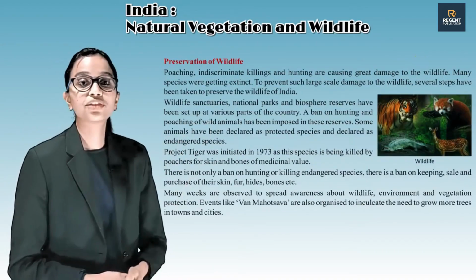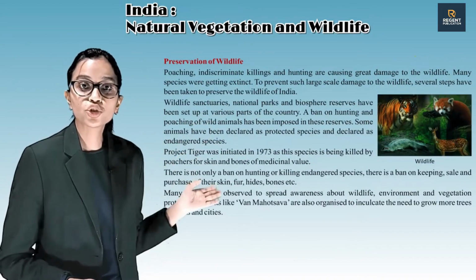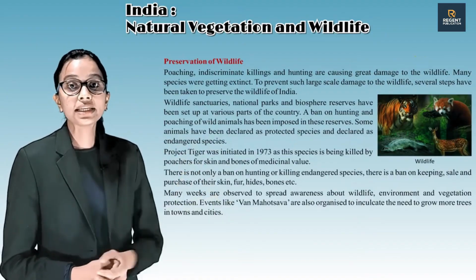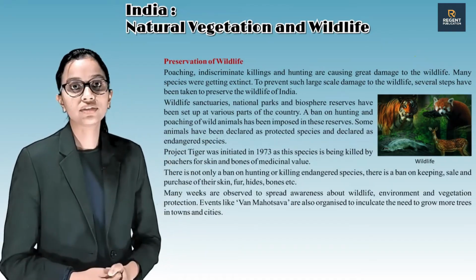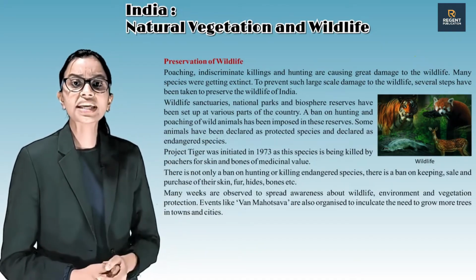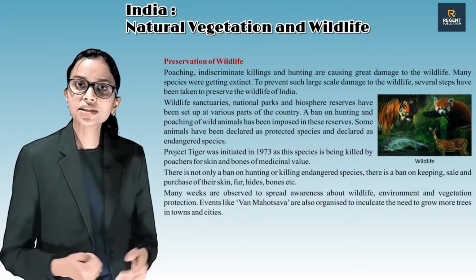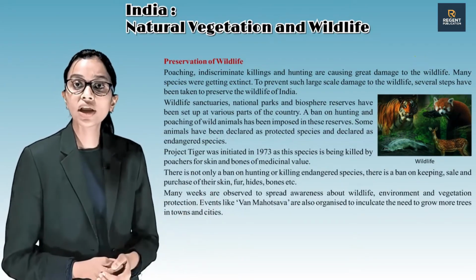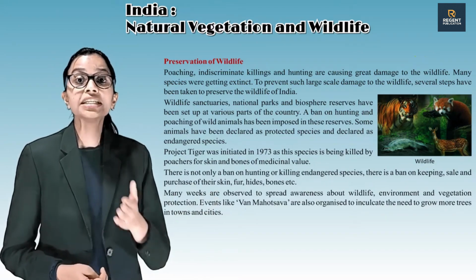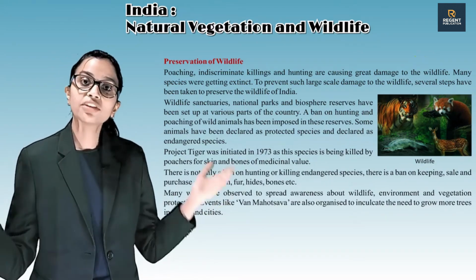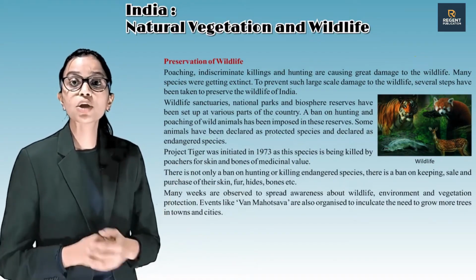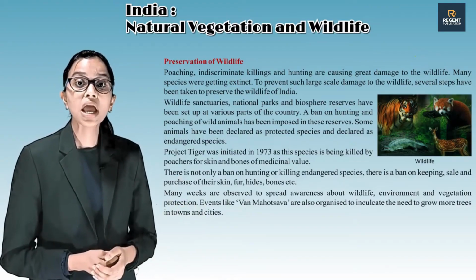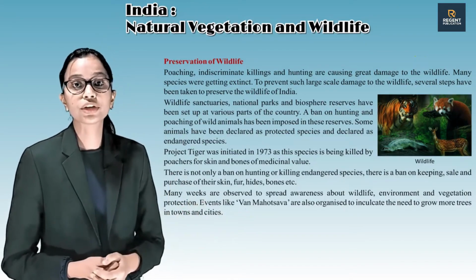Preservation of wildlife. Poaching, indiscriminate killings and hunting are causing great damage to the wildlife. Many species were getting extinct. To prevent such large-scale damage to the wildlife, several steps have been taken to preserve the wildlife of India. Wildlife sanctuaries, national parks and biosphere reserves have been set up at various parts of the country.